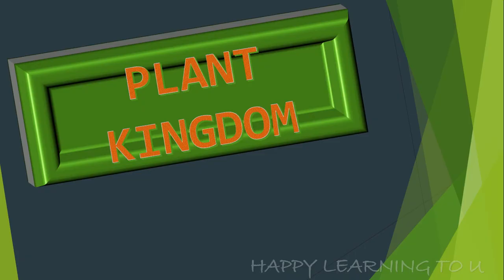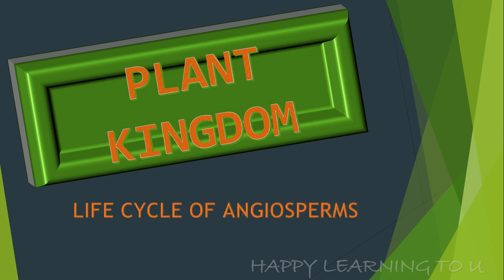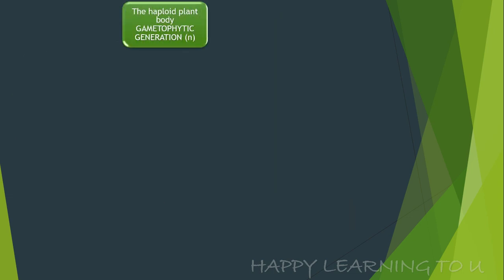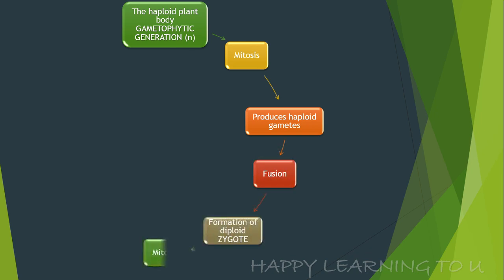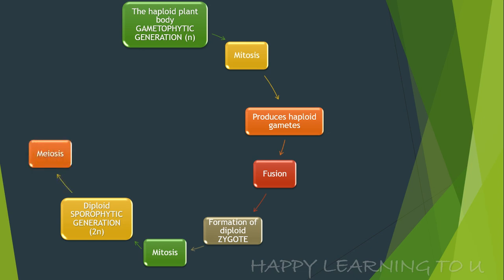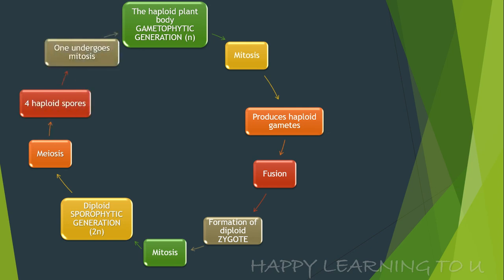So let's continue with the topic on plant kingdom, and the topic for today is life cycles of angiosperm. The haploid plant body, which is the gametophytic generation, undergoes mitosis producing haploid gametes, which then fuse to form a diploid zygote, which again undergoes mitosis, resulting in the formation of a diploid sporophytic generation, which now undergoes meiosis, forming 4 haploid spores, which then undergo mitosis, ultimately forming a gametophyte again. Now let me explain each of these.